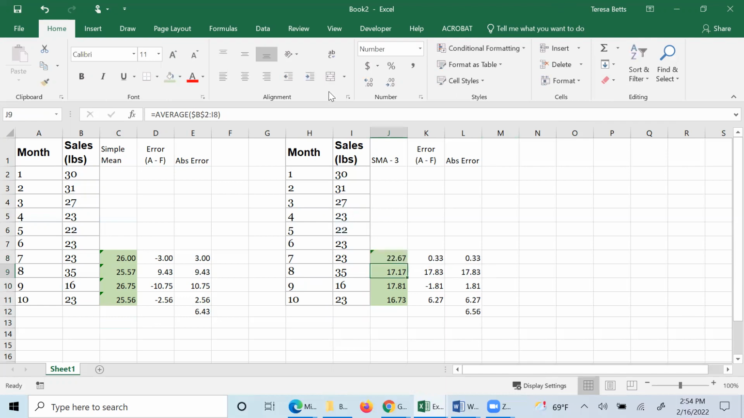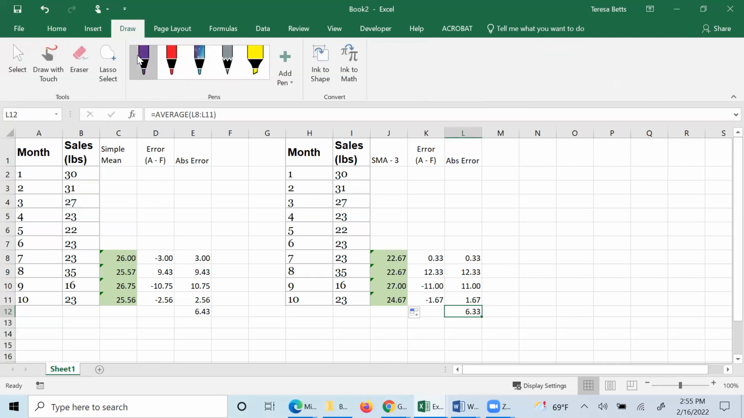Boom. And I want that to be relative. So I'm not going to fix any cell references, and I'm going to just copy that down. And we can see that there's not a real significant difference in the data that I have, because the absolute error here is 6.43 and the absolute error here is 6.33. Let me show you what we mean by that error.